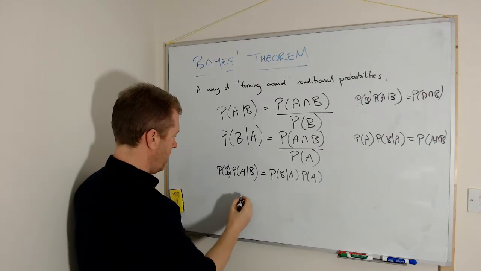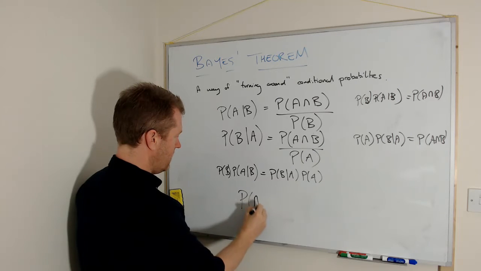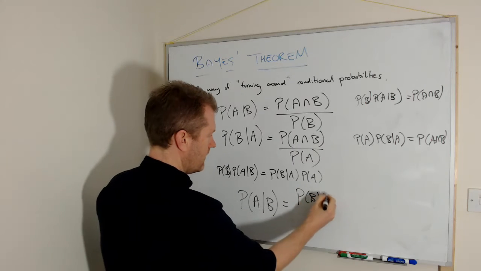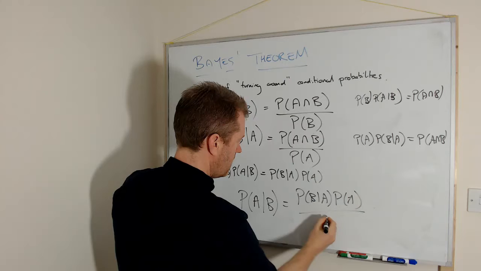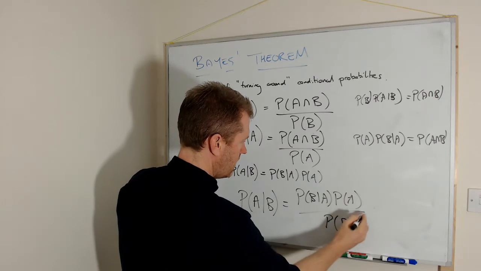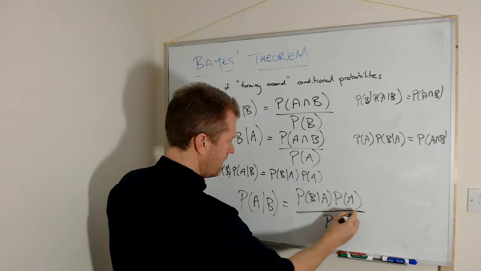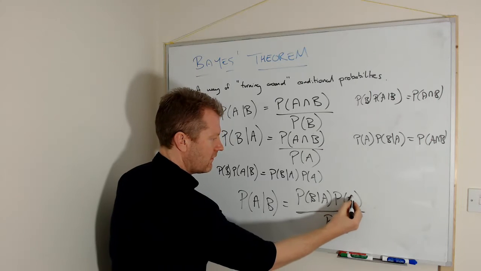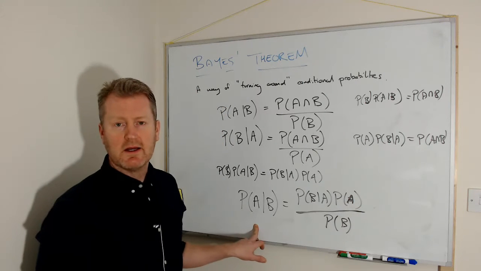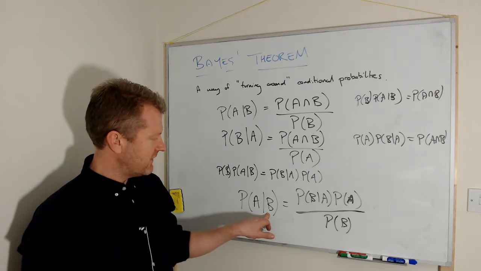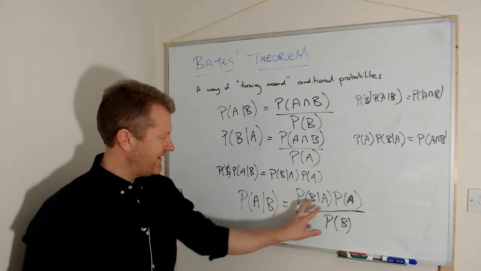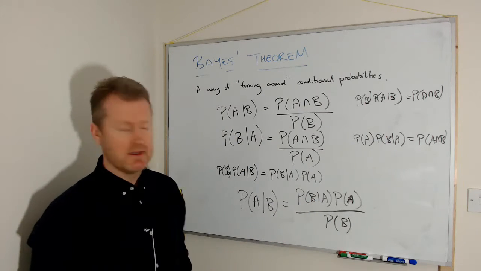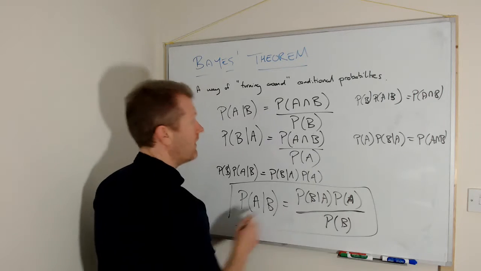Now we can divide through by the probability of B, so we get probability of A given B is equal to probability of B given A times probability of A, over probability of B. And this here is Bayes' theorem. As you can see, we have a conditional probability one way round, and this way it's turned around. So that's what I mean when I say turning around conditional probabilities. This is a crucial result. I'm going to write this up the top here.